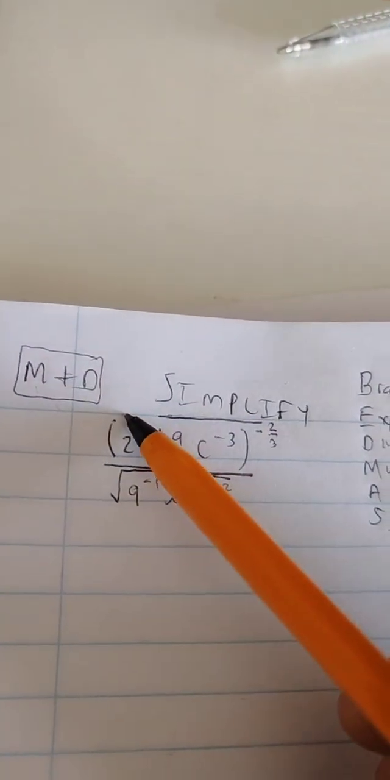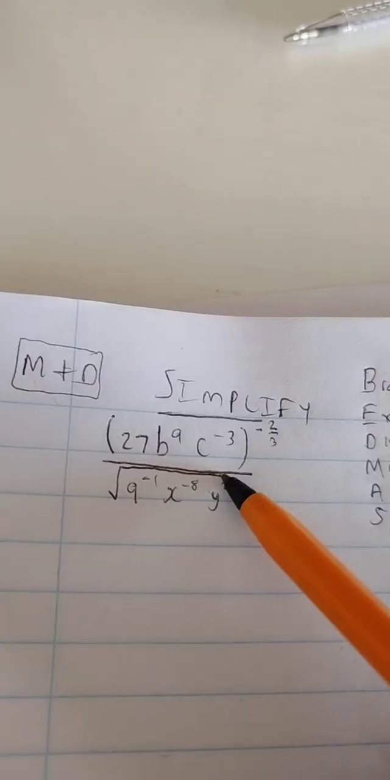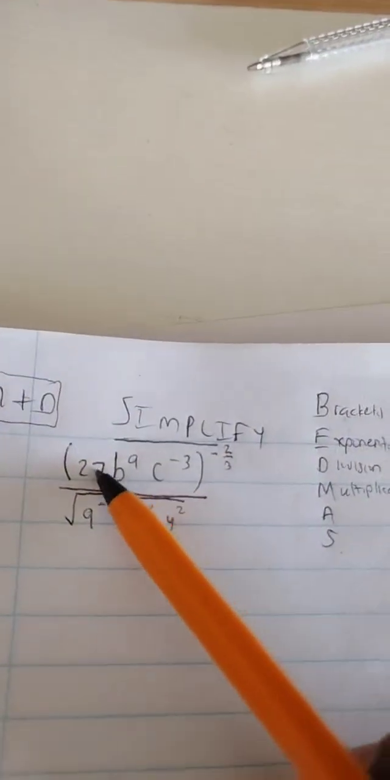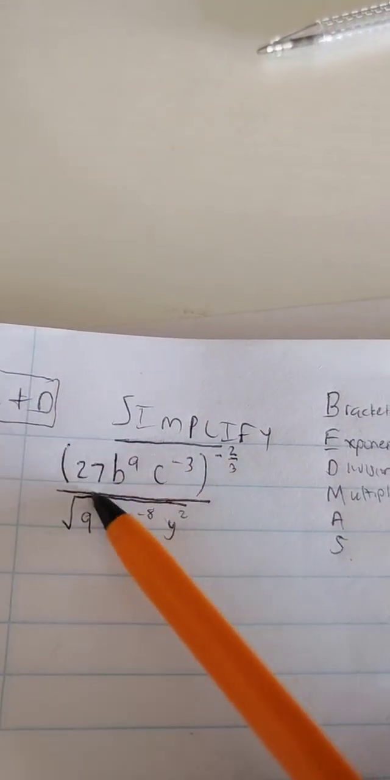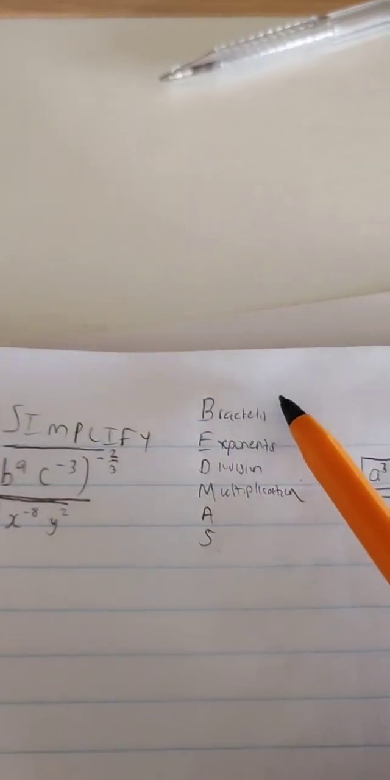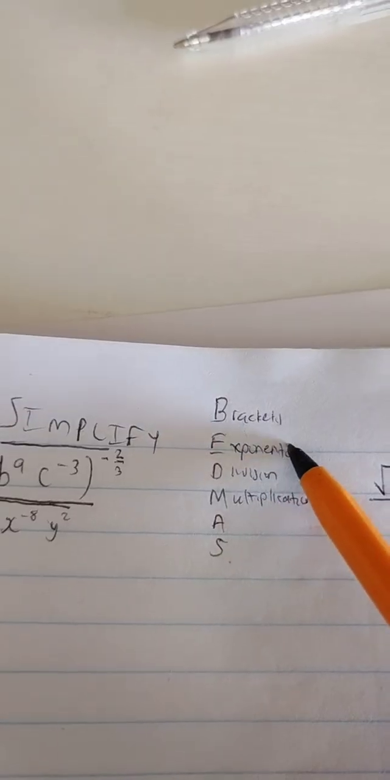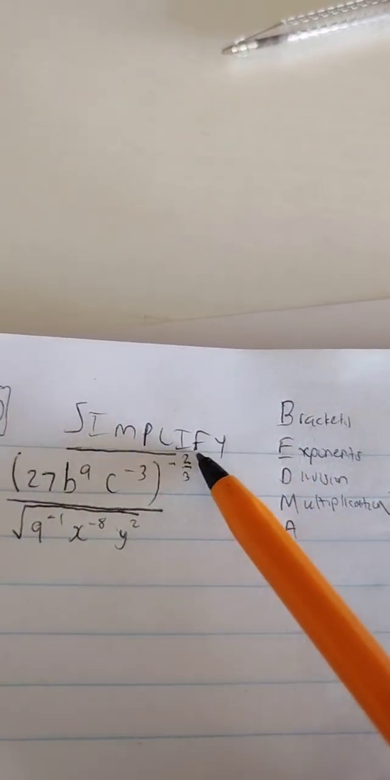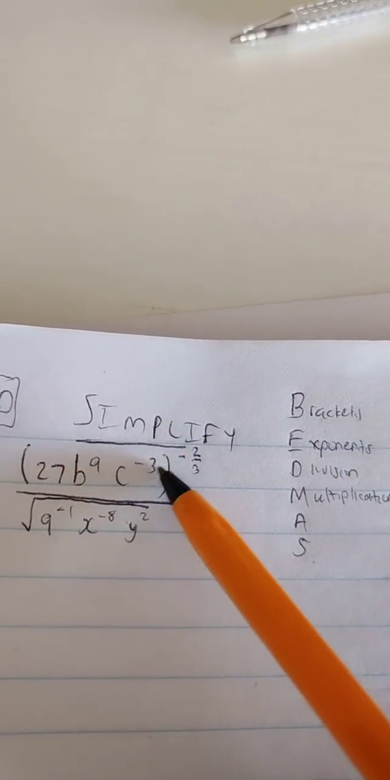Brackets. The order is that we start off with the brackets. So in the numerator, we've got brackets. But inside these brackets, there's nothing we can do as far as simplifying. So the next thing we are going to look at is exponents.